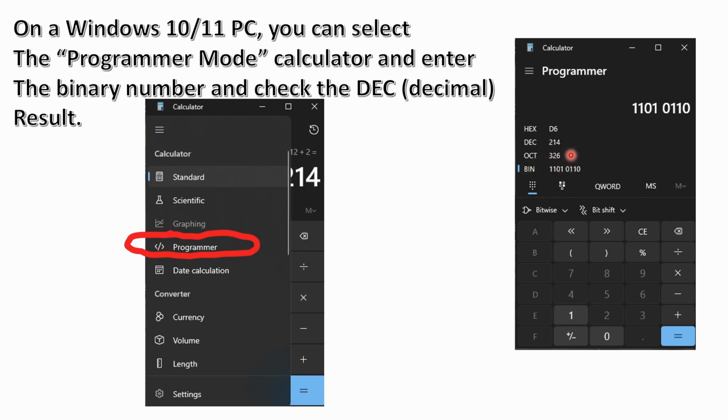The one we're most interested in, we said we wanted to know the decimal equivalent. Right there it is, 214. This hex we'll get into in a little bit. This is called hexadecimal. The value would be equal to D6. The OCT represents octal. That's another numbering system that we'll talk about next here. And the value would be 326 in octal. So these are all equivalent values.